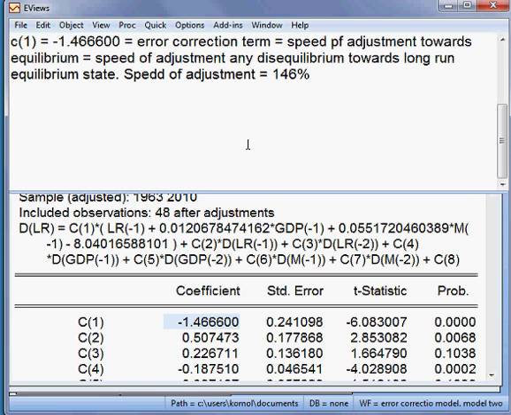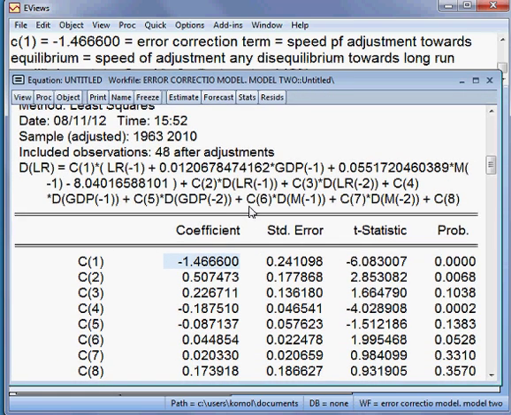The speed of adjustment is 146%, meaning that it is adjusting very fast. That means it is going towards equilibrium very fast, because the speed of adjustment is 146%. So it is adjusting very fast towards long run equilibrium. Okay, so this part is done.